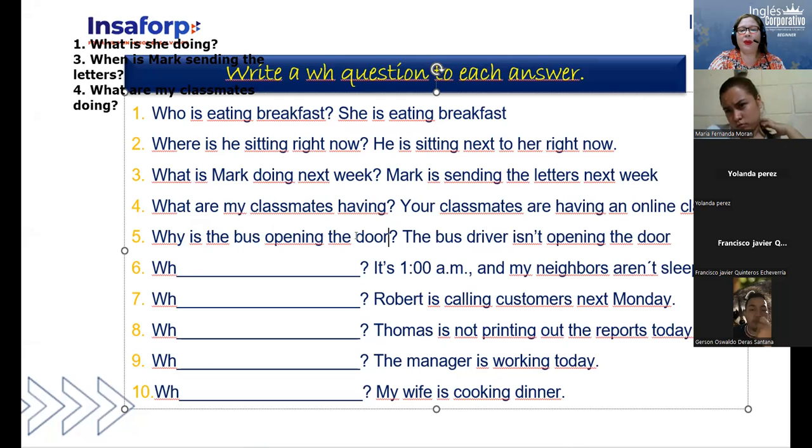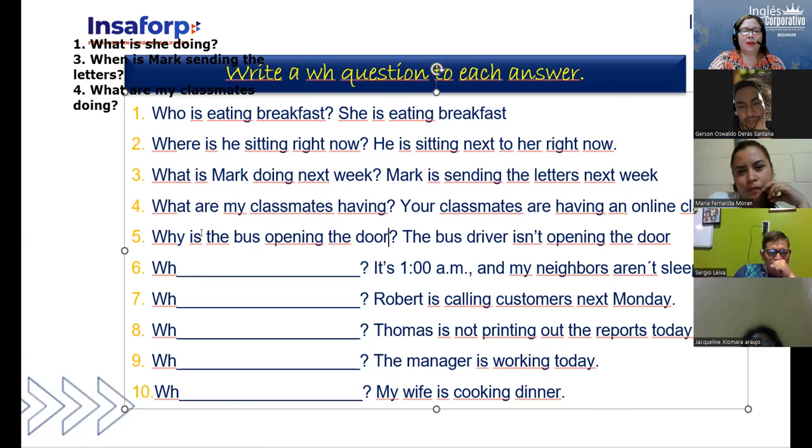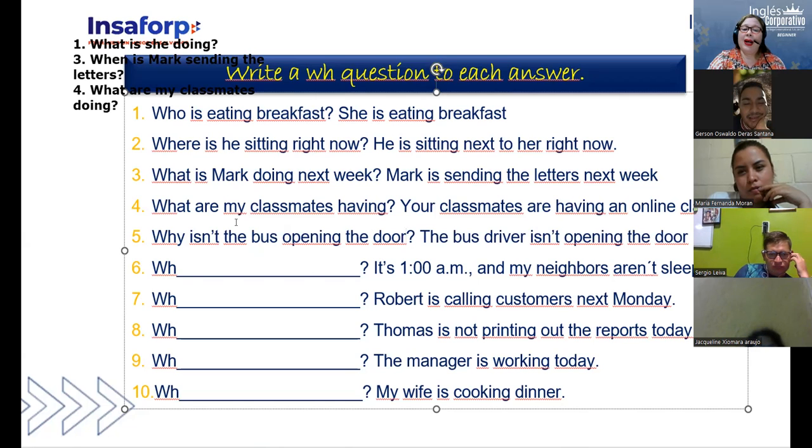Opening the door. Vale, veamos si tiene sentido esta pregunta para la respuesta que tenemos. No, no tiene. ¿Verdad que no mucho ahí? Me gustaría negar, not opening. Así, negativo. The bus driver isn't opening the door. Ajá, pero aunque usted dijo que se podía hacer la pregunta en positivo, ¿verdad? Es que lo común es hacer la pregunta en afirmativo, pero tampoco excluye el negativo, ¿verdad? O sea, sí se puede hacer en negativo.